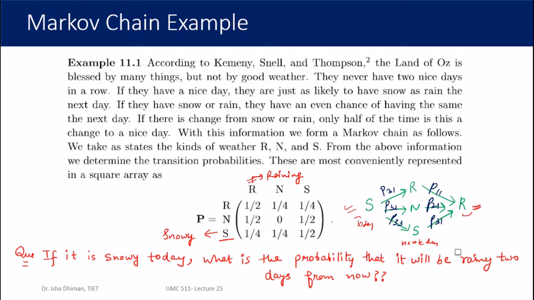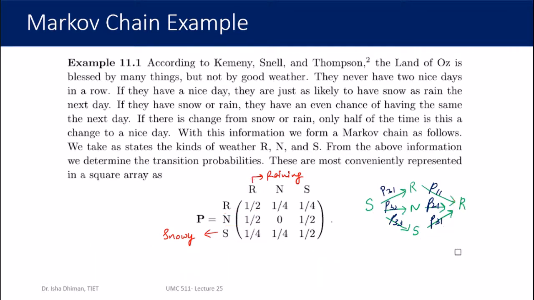R to R, the probability is P11. I'm just reading from here. R to R, this is P11. N to R, this is P21. And S to R, this is P31. So we want to go from S to R in 2 days. So obviously the required probability is going to be computed by this formula.